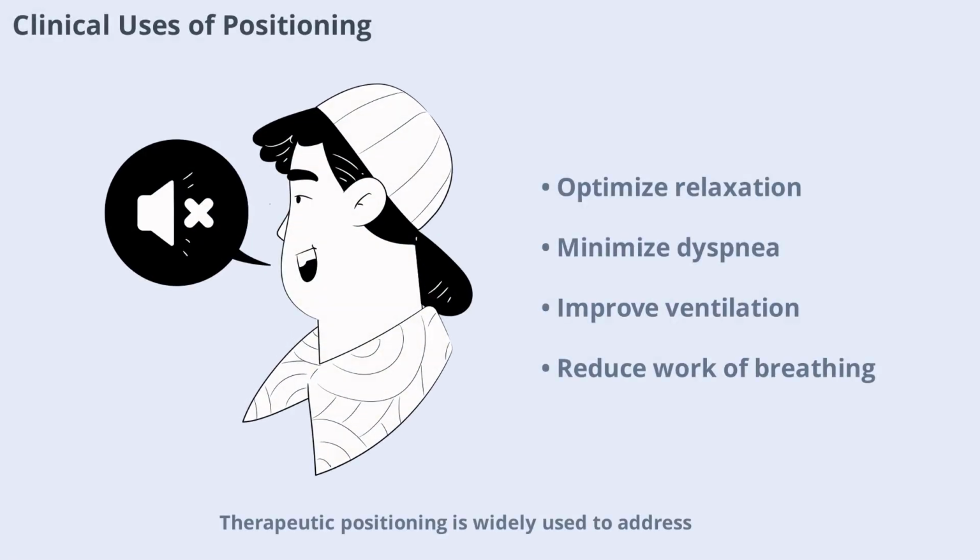Therapeutic positioning is widely used to address common clinical issues such as optimizing relaxation, minimizing dyspnea, improving ventilation and gas exchange, and reducing the work of breathing. For patients with respiratory problems, positioning can also promote airway clearance and support efficient diaphragm and accessory muscle function. Understanding these clinical uses helps therapists select the most beneficial positions for each patient's unique condition.